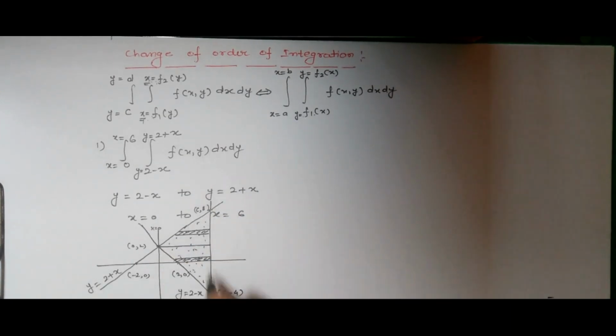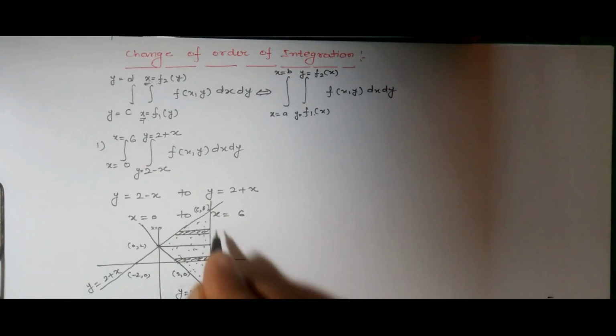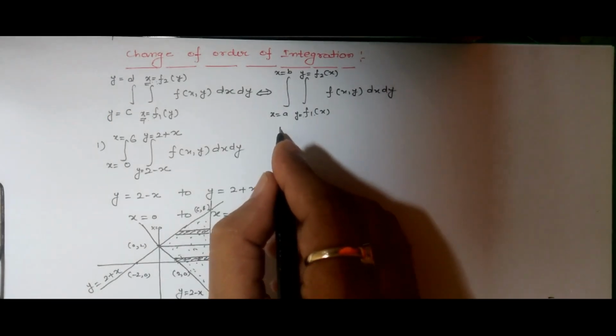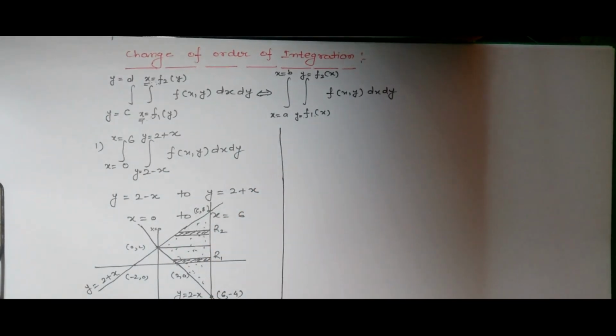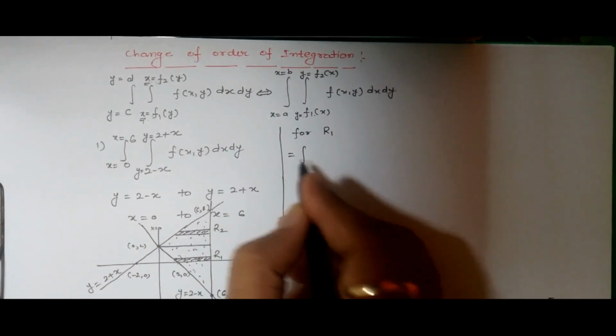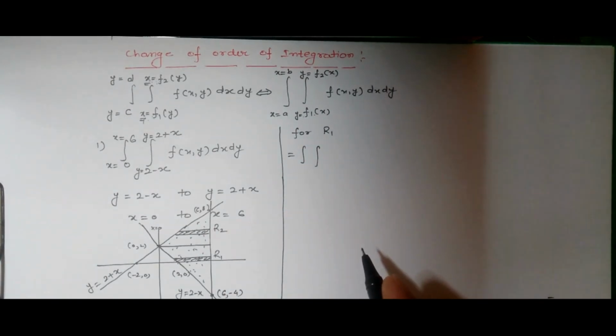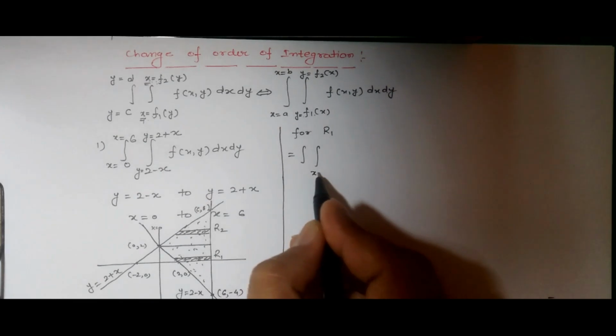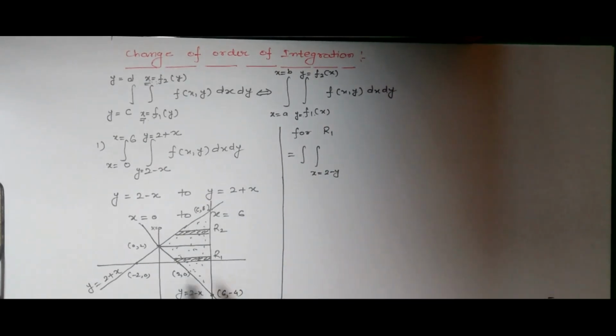So I'm dividing this entire region into two parts, R1 and R2. This is the R1 region, this is the R2 region. In the R1 region my strip limit will be something, in the R2 region something else. So when I'm changing the order of integral, for R1, I'm writing the integral with the horizontal strip. It starts from this curve. What is x on this curve? Using the equation of the curve, x is 2 minus y.